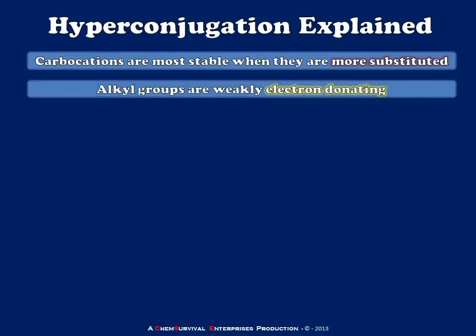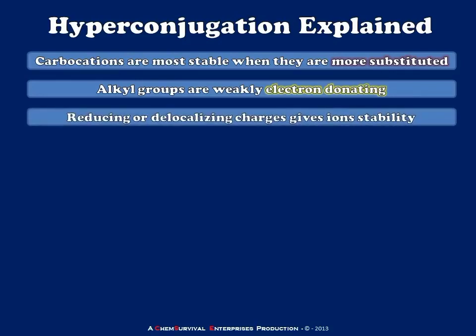And we also know that alkyl groups are weakly electron donating, and that's the mechanism by which they stabilize carbocations, because reducing or delocalizing charges in small organics gives those ions greater stability.